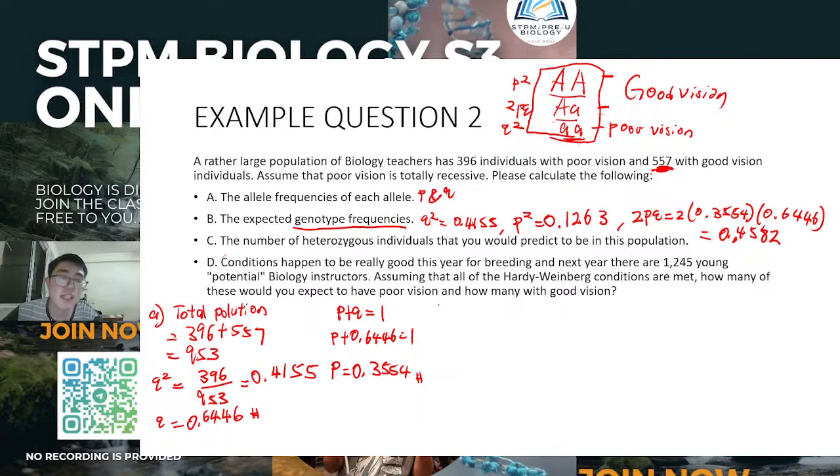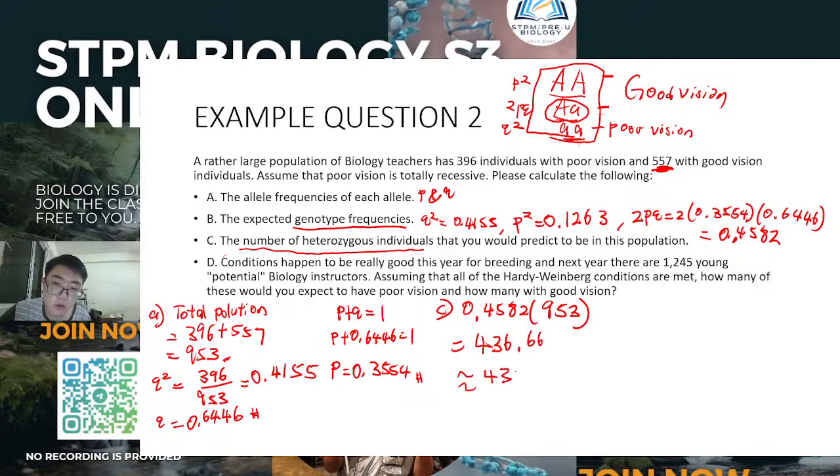So now next we go to part C. It wants you to calculate the number of heterozygous individuals that you would predict to be in this population. So it's very easy also. You already calculated 2PQ, so you just take 0.4582 times the total population, which is 957. So 0.4582 times 957, you will get 436.6, so equal to about 437 people. So among the good vision people, 437 are heterozygous, not poor vision. Okay, so this is part C.